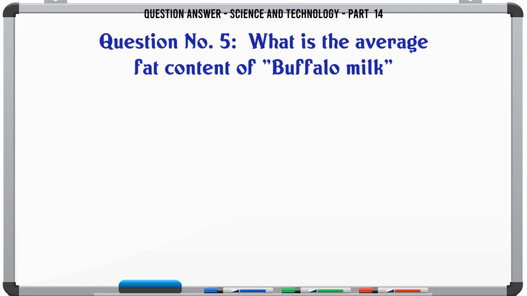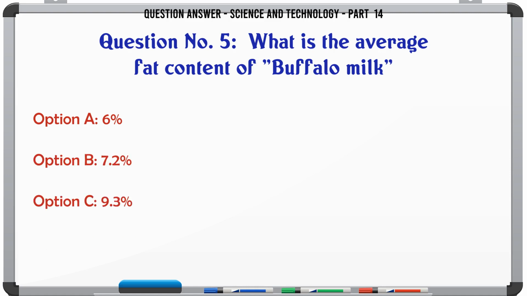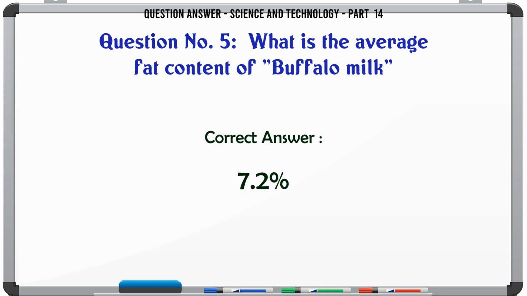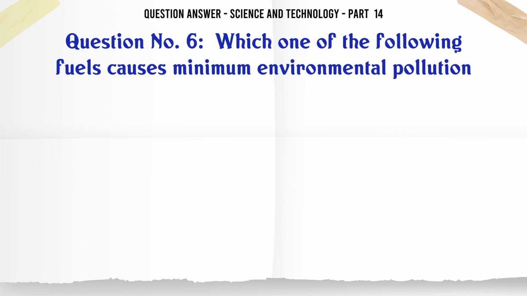What is the average fat content of buffalo milk? A. 6%. B. 7.2%. C. 9.3%. D. 10.8%. The correct answer is 7.2%.